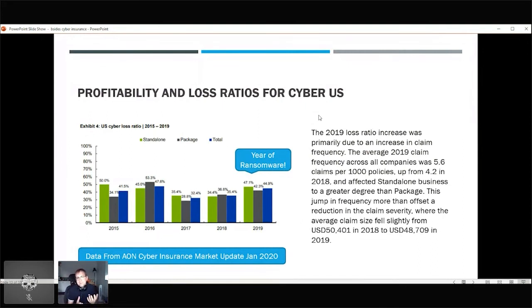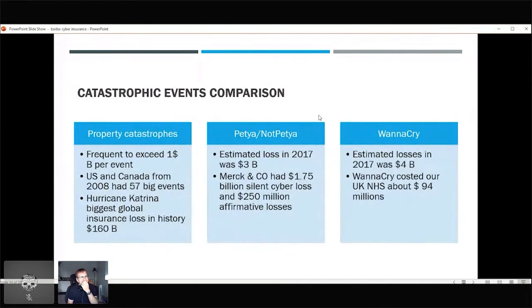Because there are two things that drive these losses: how many claims you get, and the value of each claim. You can look at this later. So you might be thinking, what's 47%? Is it a good number for them? How does it compare to other industries?